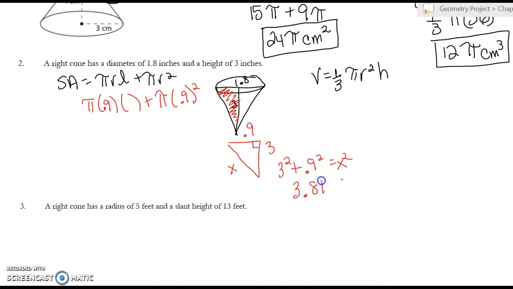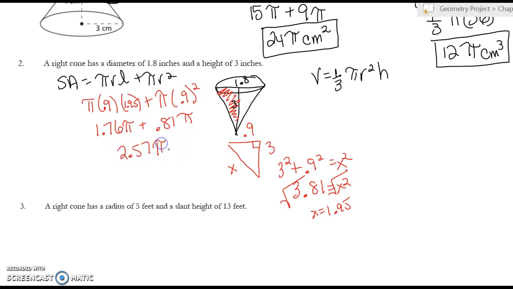So those together make 3.81. And so x is 1.95 after I take the square root. So then I'm going to just kind of squeeze that in. And so now I'm just going to do my multiplying, and I get 1.755, so I'm just going to say 1.76. And then 0.9 squared is 0.81. And so now I add those together, and I get 2.57 pi inches squared. So there's an example where you had to find the right angle.